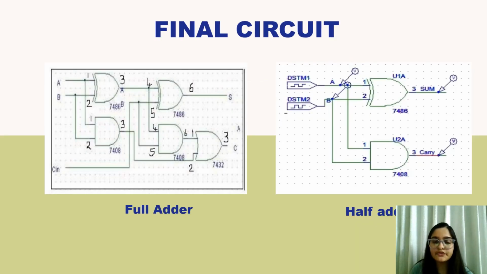So this is how the final circuit is supposed to look like. We will take the example of full adder and half adder circuits. As you can see, both the circuits are complete with labeling, digiclock, voltmeters, so that when we simulate, we get the required output and the desired output as we wish.